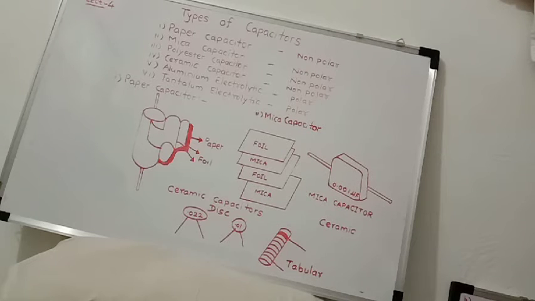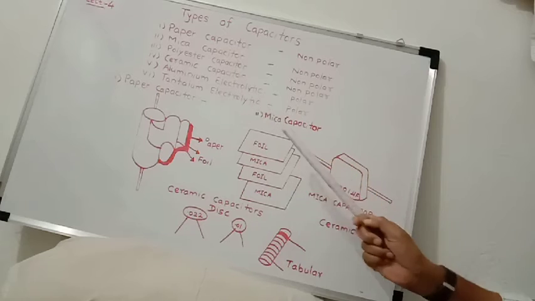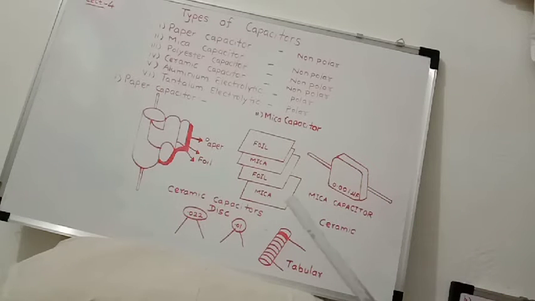The construction of a ceramic capacitor is different from the paper capacitor and mica capacitor. During the process, tin wire leads are attached. Now let us see how these ceramic capacitors are constructed, or how they are made.